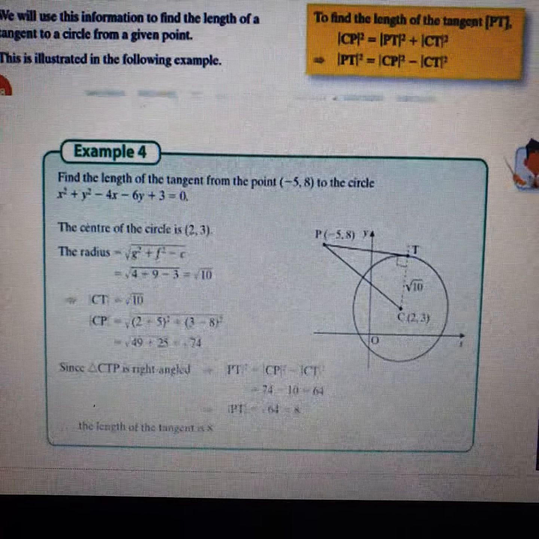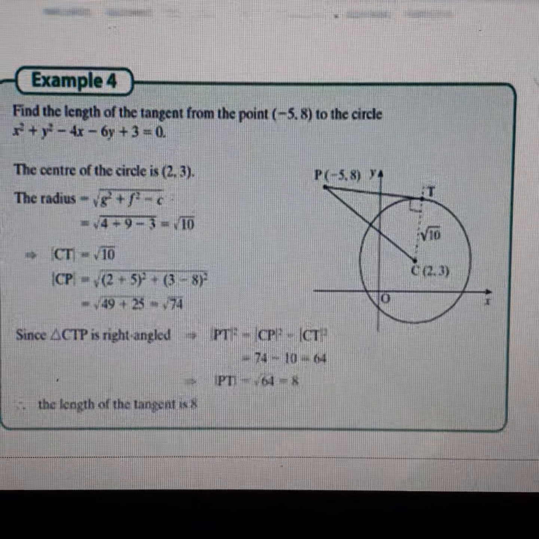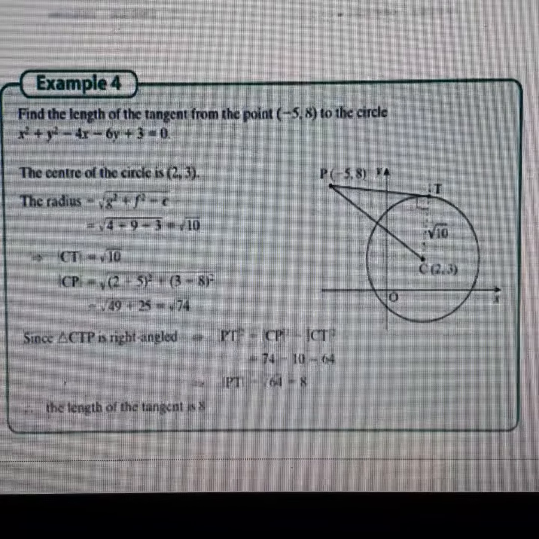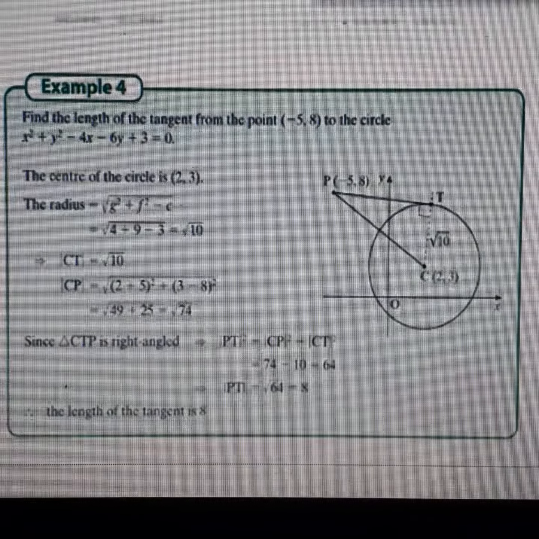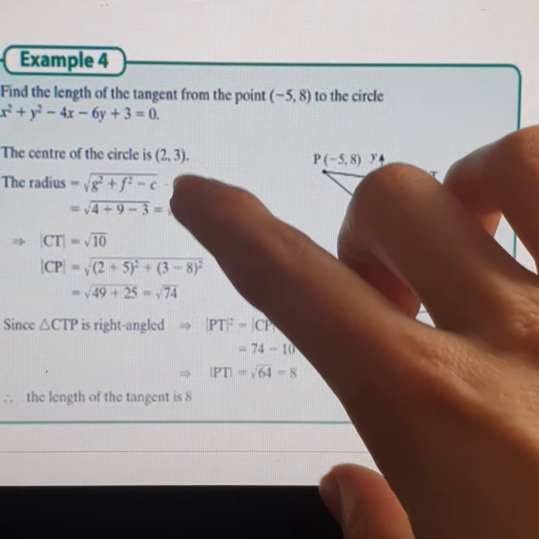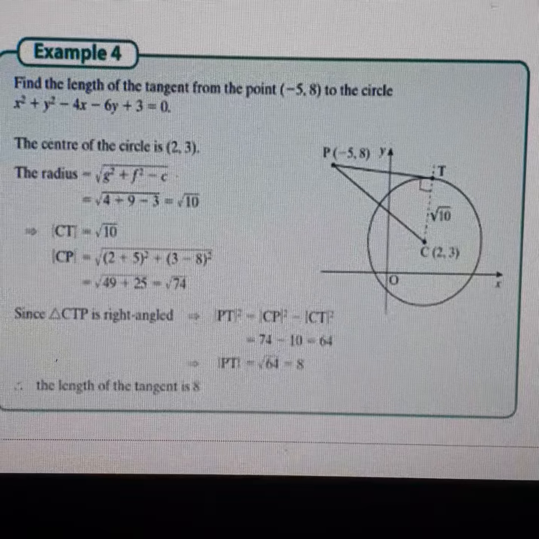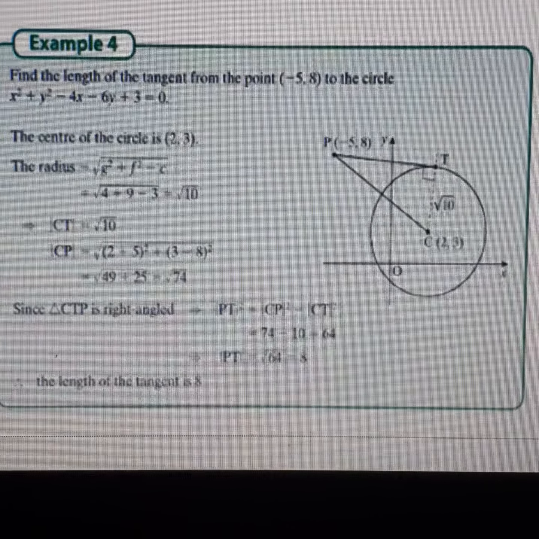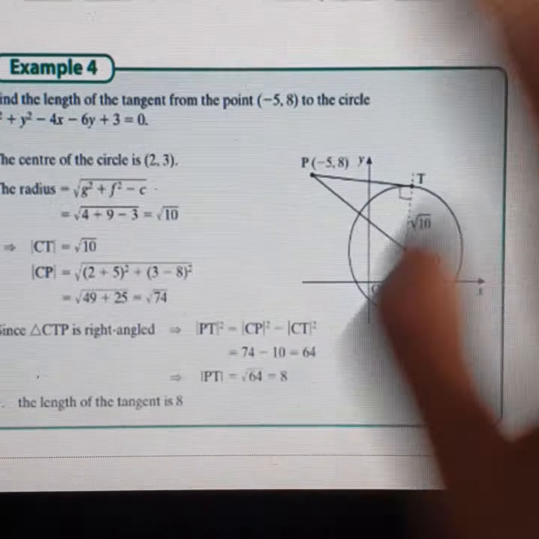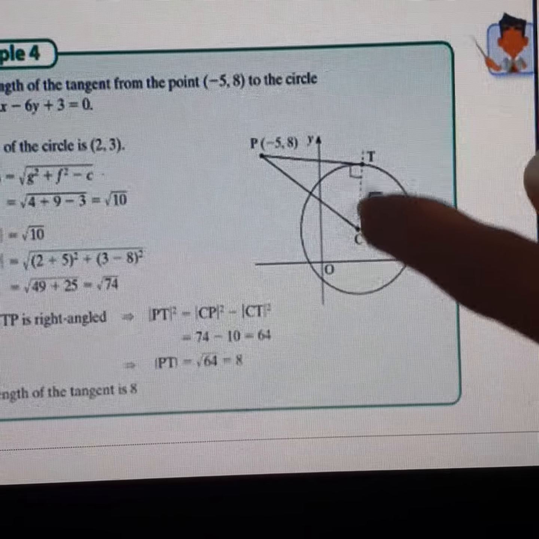It says find the length. If I zoom in a little bit: find the length of the tangent from the point -5, 8 to the circle x squared plus y squared minus 4x minus 6y plus 3 is equal to 0. So let's go ahead, always get our centre, get our radius. Actually, is this the same? No, it's not. We're finding the length of the tangent, so the length of the tangent is different to the equation. Apologies, I just thought it was similar. Okay, so we know that the radius is root 10.